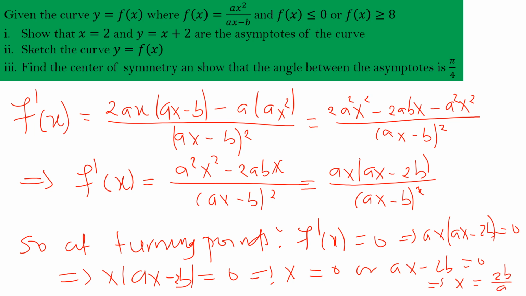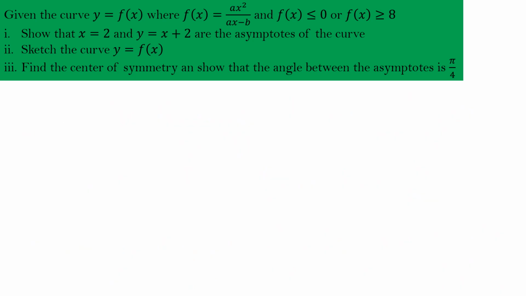So those are the x coordinates of the turning points: x equal to 0 and x equal to 2b on A. So let us find the respective y coordinates of those turning points. For the x coordinate x equal to 0, let's find f of 0. f of 0 will give us 0, because we need to replace x with 0 in f of x.